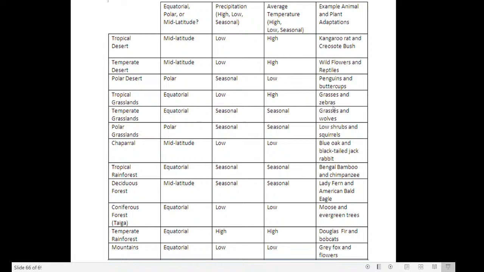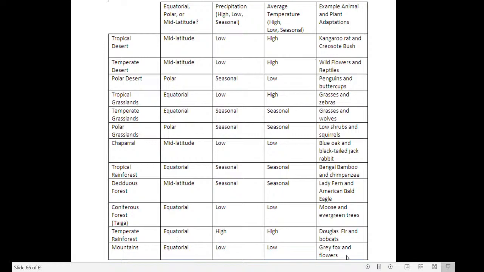The tropical grasslands have grasses and zebras. Temperate grasslands have voles and grasses. The polar grasslands have low shrubs and are specific for squirrels. The chaparral has blue oak and the black-tailed jackrabbit. The tropical rainforest has Bengal bamboo and chimpanzees. The deciduous forest has lady fern and the American bald eagle. The taiga has mosses and evergreen trees. The temperate rainforest has fir and other trees. The mountains have the gray fox and flowers.